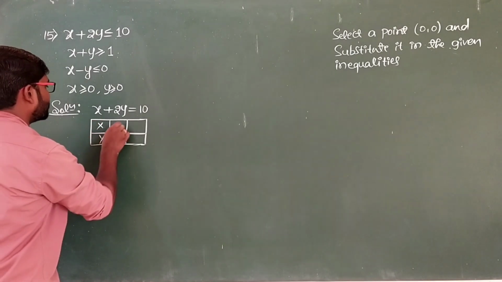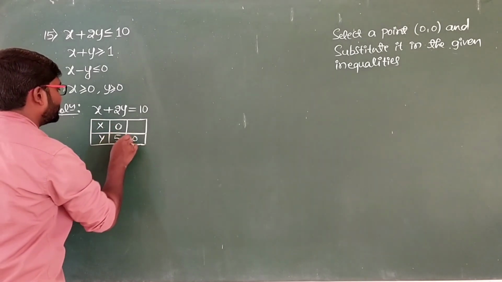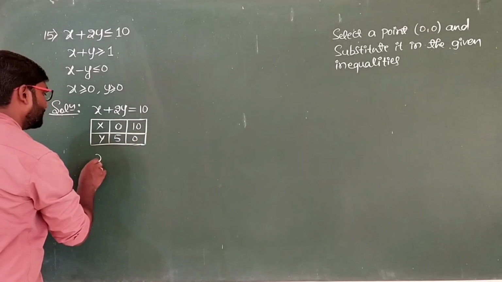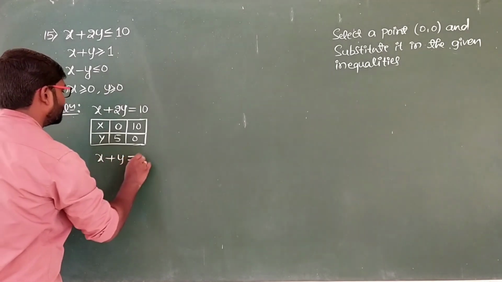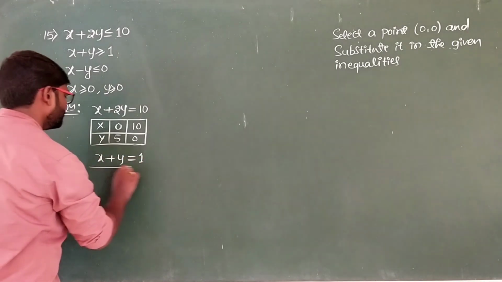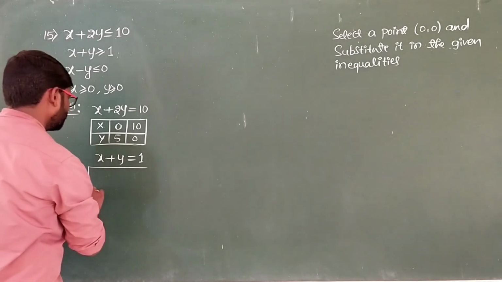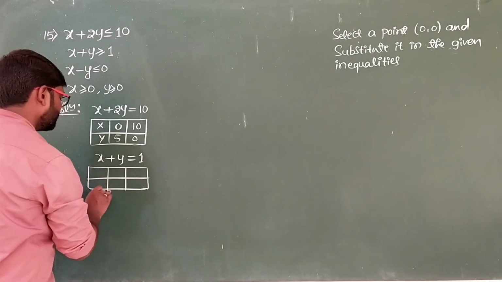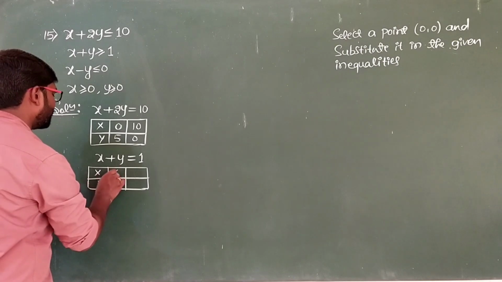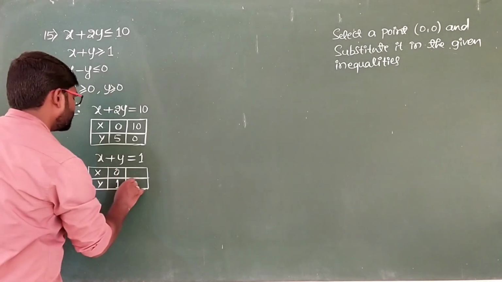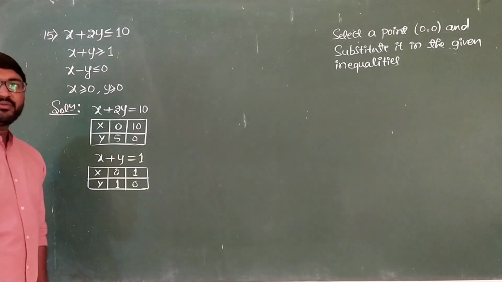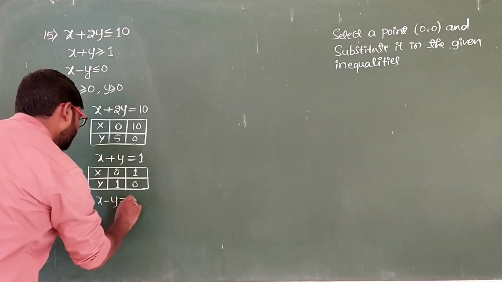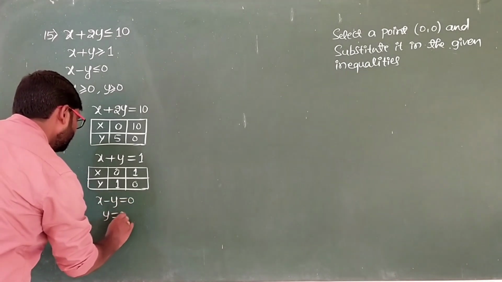X, y: when x is 0, y will be 5, when y is 0, x will be 10. Then the next one is x plus y equal to 1. X, y: when x is 0, y is 1, when y is 0, x will be 1. And then we have one more, x minus y equal to 0, which implies y equals x.